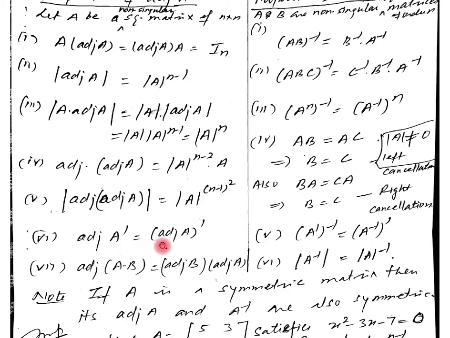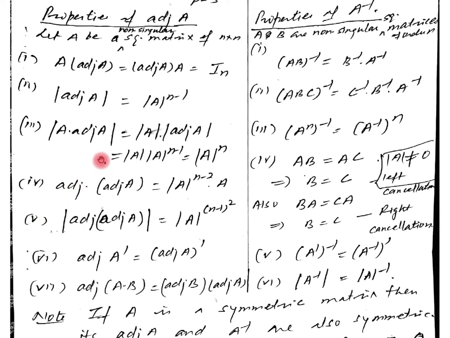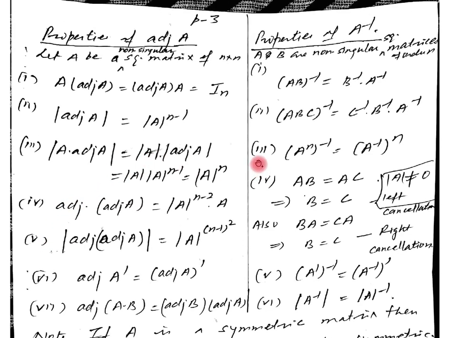Adjoint of A transpose equals transpose of adjoint of A. Adjoint of A into B equals adjoint of B into adjoint of A. On these properties, questions of 1 or 2 marks are sometimes asked in the exam. You have to keep these properties in mind. Similarly, let us see the properties of the inverse of A. Again, the very first property: inverse of A into B equals B inverse into A inverse, where A and B are non-singular square matrices.